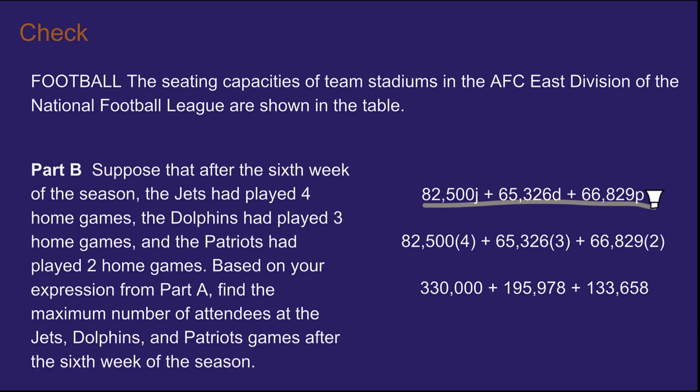Now, taking our same expression and evaluating, the Jets played 4 home games, so we can plug in 4 for J. Dolphins played 3 home games, so we can plug in 3 for D. The Patriots played 2 home games, so 2 for P. Multiply them out. Finally, if we're combining it all together, the total attendance for those 3 teams would be 659,636.